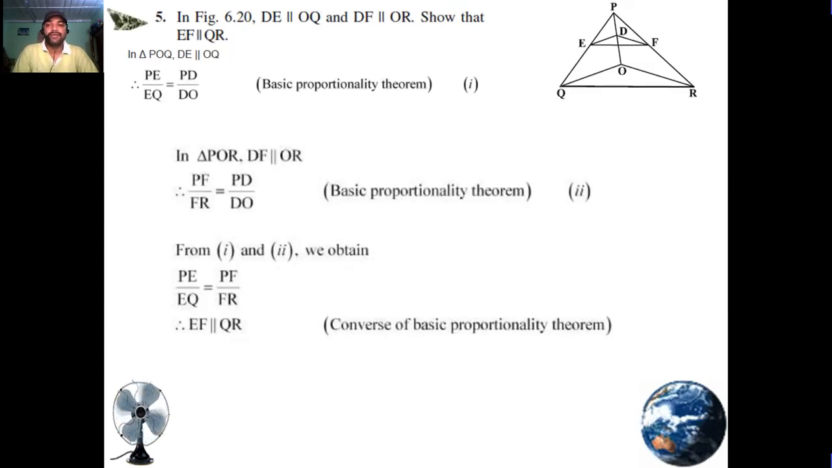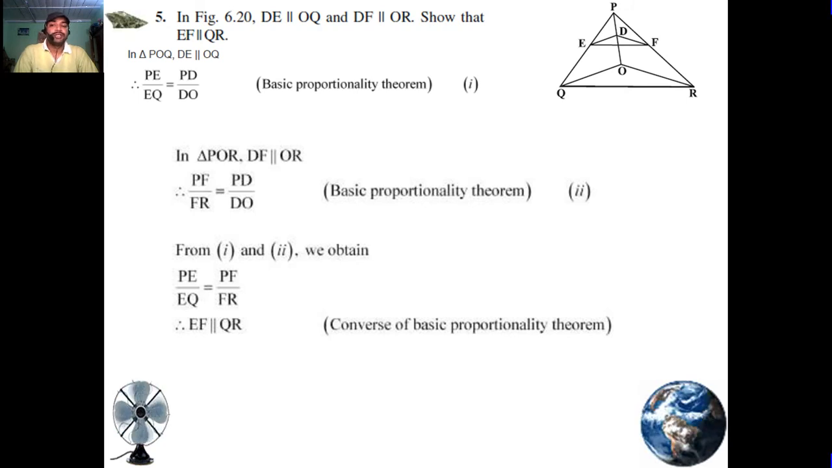Question number 5. In figure 6.20, DE is parallel to OQ and DF is parallel to OR. Prove that EF is parallel to QR. In triangle POQ, DE is parallel to OQ. So by basic proportionality theorem, PE upon EQ is equal to PD upon DO.